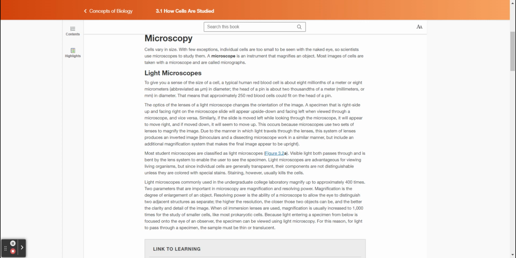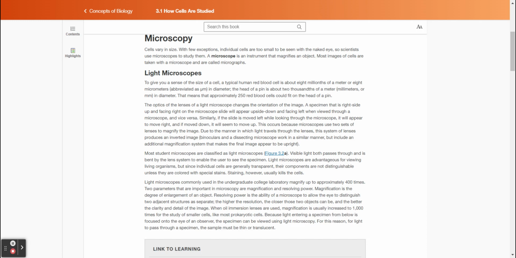Microscopy. Cells vary in size. With few exceptions, individual cells are too small to be seen with the naked eye, so scientists use microscopes to study them. A microscope is an instrument that magnifies an object. Most images of cells are taken with a microscope and are called micrographs.